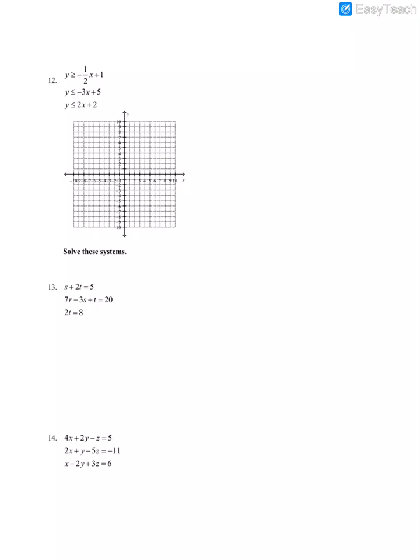Okay, next page. This equation, number 12, has 3. So we're going to find the overlap between all 3 of them. All right, first one I'm going to start at positive 1, and my slope is negative 1/2. I'm going to go down 1, right 2, down 1, right 2, down 1, right 2. And it's a solid line. And I want greater than, so I want to shade above that line.